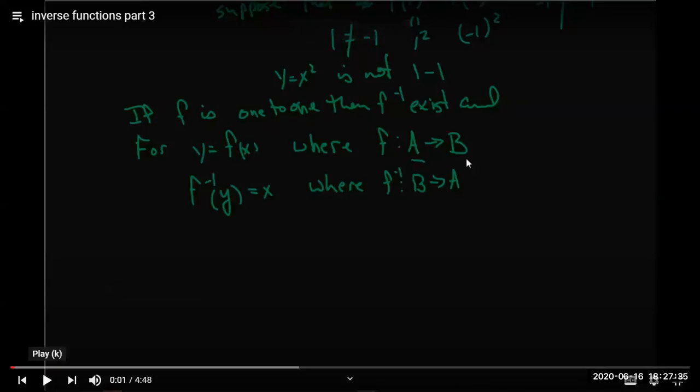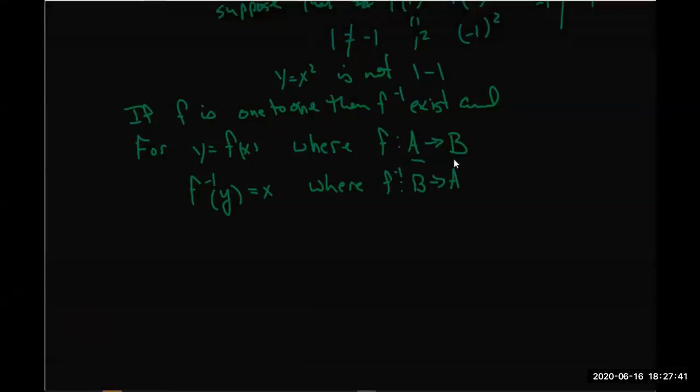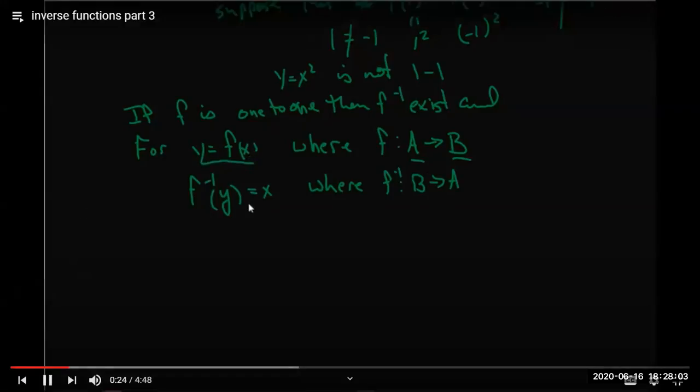Continue with inverse functions. A is the domain, and B is the range for f. Then f inverse of y equals x, where f inverse goes from B to A. So this is what we mean by the inverse of this function. So if y equals f of x, then f inverse of y equals x.